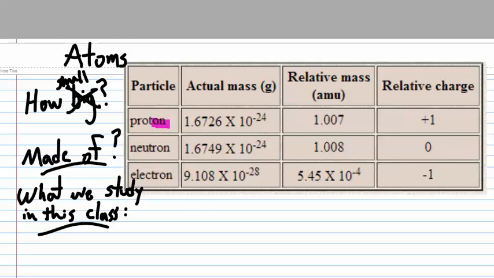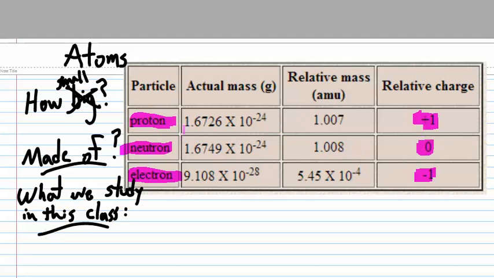So we've got protons, which have an electric charge of +1. We've got electrons, which have an electric charge of -1. And we've got neutrons, and hence the name, it has no electric charge.